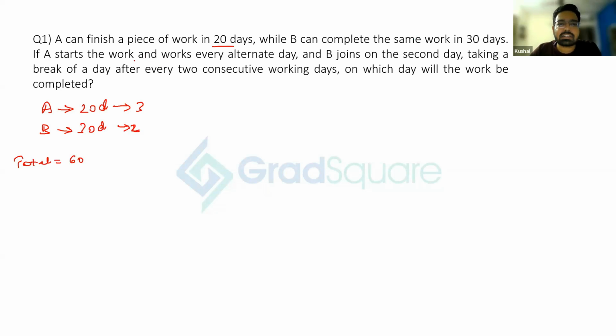Now look at this. If A starts the work and works every alternate day, A is starting the work. That means on the first day, A is definitely working and works on every alternate day. So on the second day, it is not working. On the third day, it is working. On the fourth day, it is not working. On the fifth day, it is working. Then it is not working on the sixth day. Seventh day, it is working. Eighth day, it is not working. So on and so forth. That is how it is working.